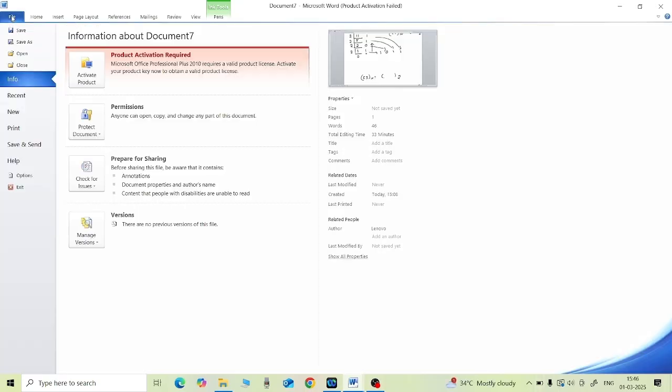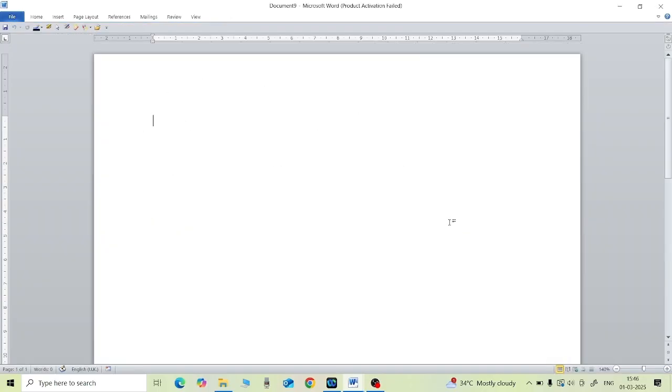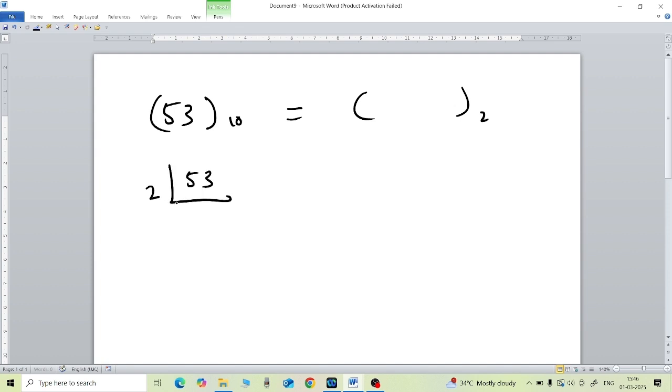Suppose we want to convert 53 into binary. So the procedure is 53 divided by 2. It will go 26 times and the remainder is 1. Divided by 2, it will go 13 times and the remainder is 0. Quotient is now 13. Divided by 2, it will go 6 times and the remainder is 1.